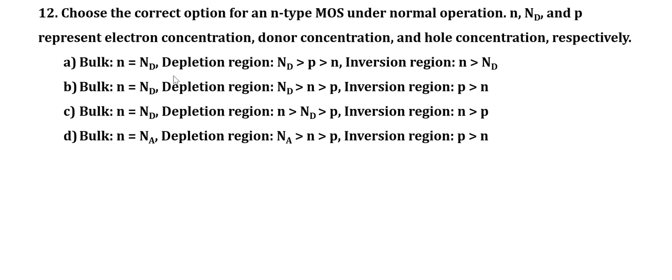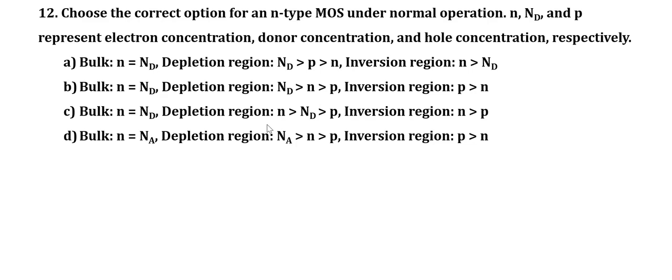So next is choose the correct option for an N-type MOSFET under normal operations. N, ND, P represent electron concentration, donor concentration, and hole concentration respectively. Like the previous discussion, there are no equations in the formula sheet for MOSFETs and JFETs and so on. So most probably from those areas you will be getting this kind of descriptive type of questions. So be very clear with the concept part. Problem wise, I think most probably you won't be getting any problems from that area. So better to go for the logical part.